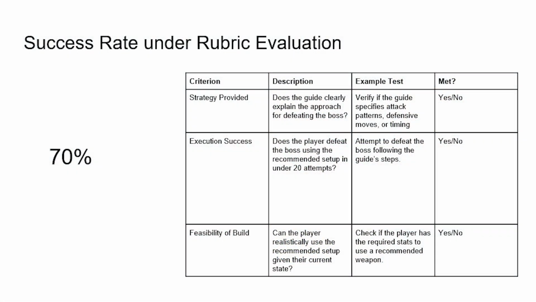And for in-game testing, we use this rubric to evaluate, and it focuses on 3 aspects: strategy clarity, the executability to win within 20 attempts, and the feasibility based on the player's stats. Overall, the system achieved a 70% success rate in 10 examples.